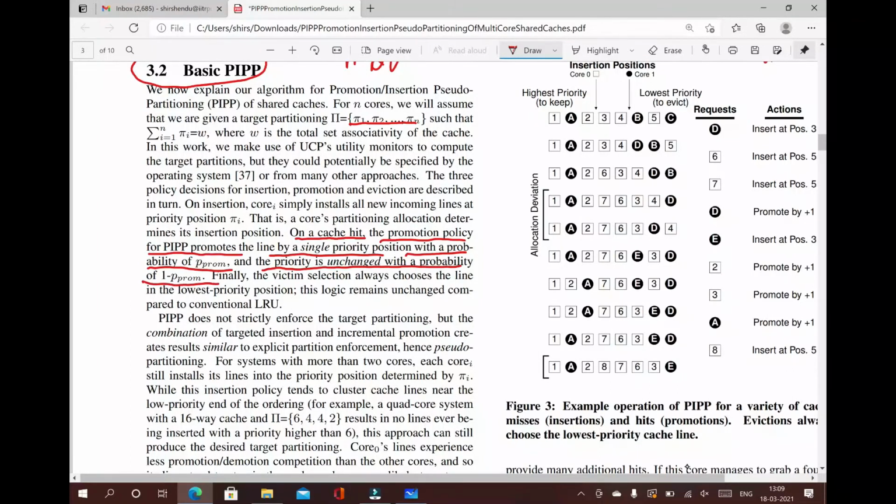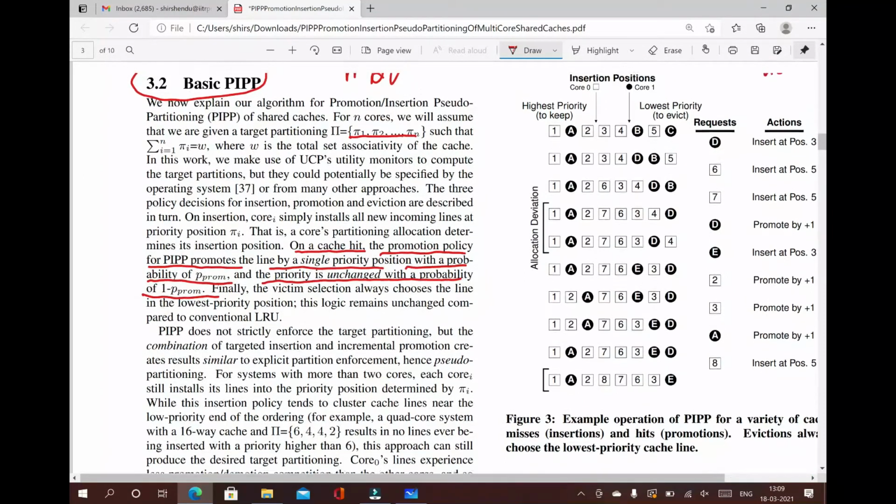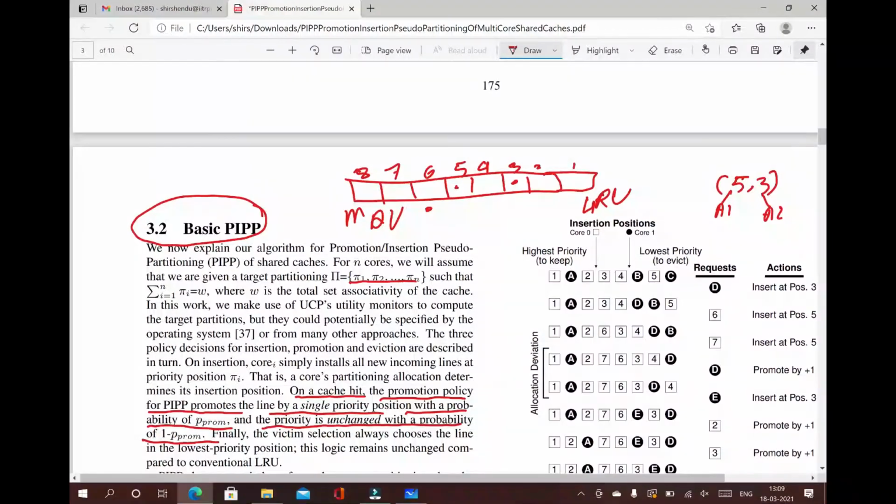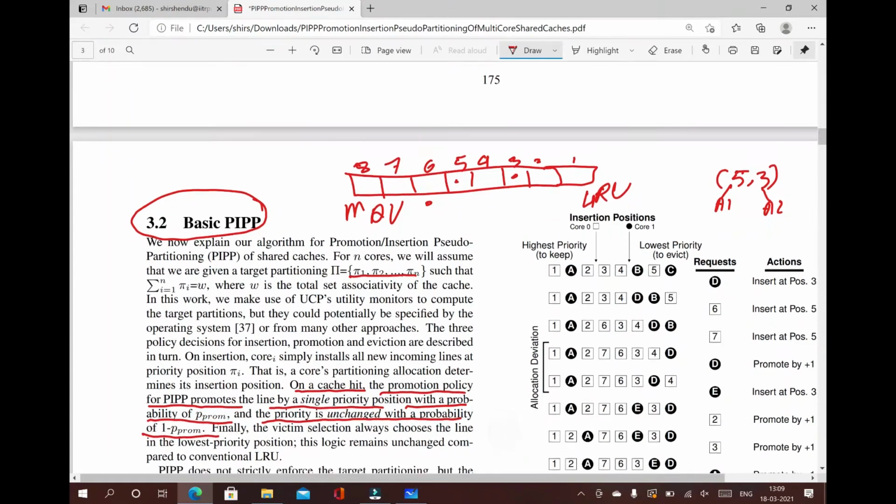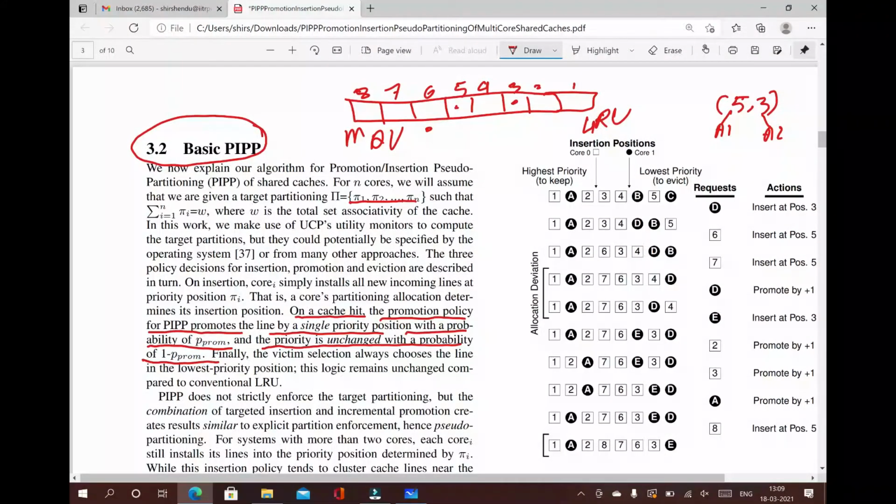So with this probability p, for every hit they will increase the priority, or increase this value. Increasing this value means it will move towards MRU, and otherwise, with the other probability, they keep it in the same position. So this is their promotion policy. And the replacement or eviction policy I think remains the same. Every time the LRU block will be evicted. So this is how it is different from UCP.